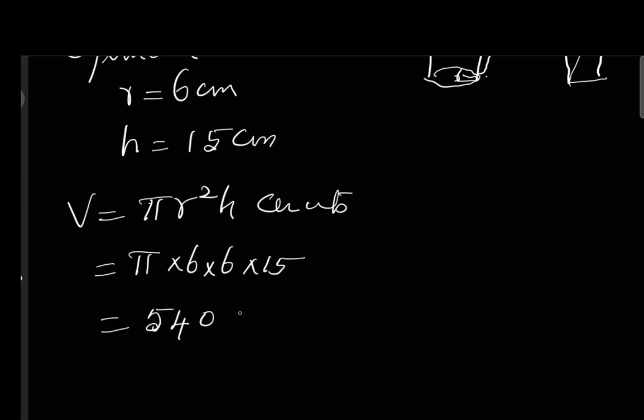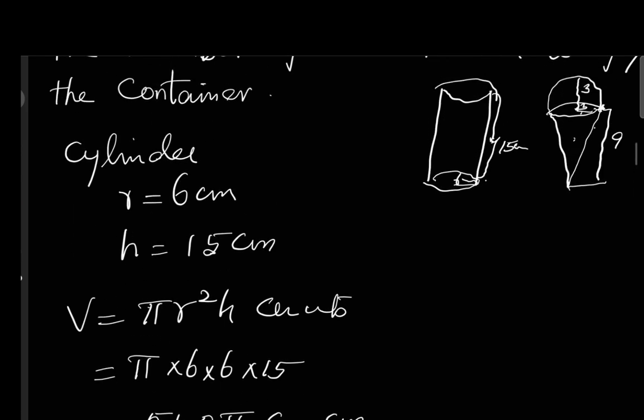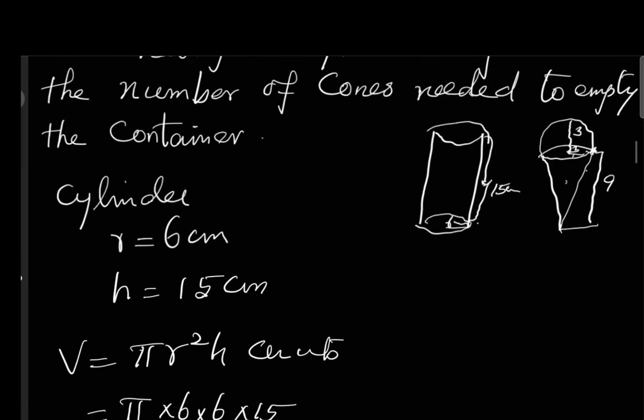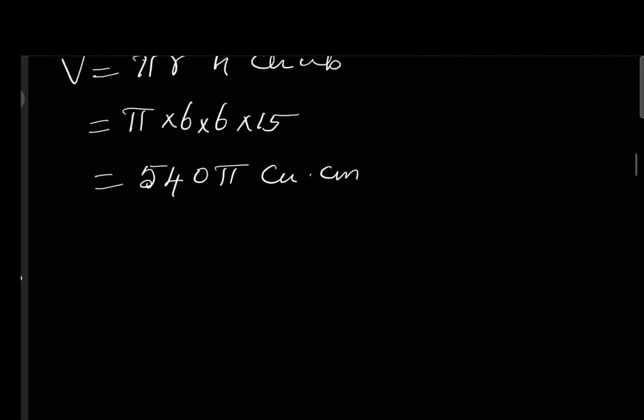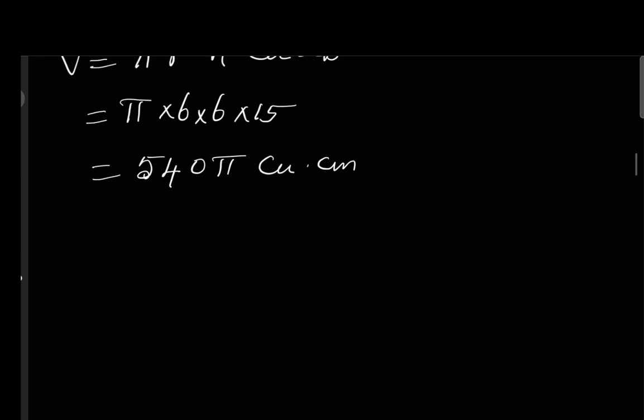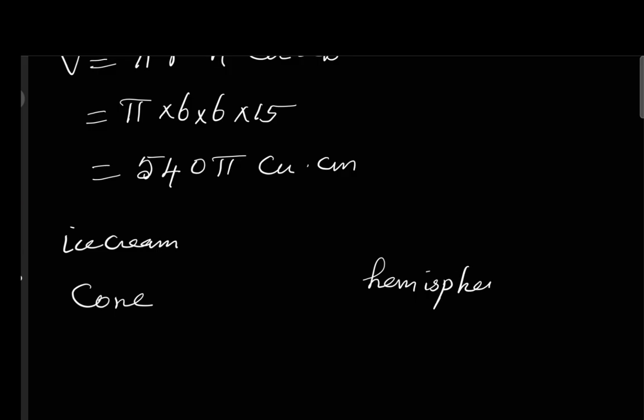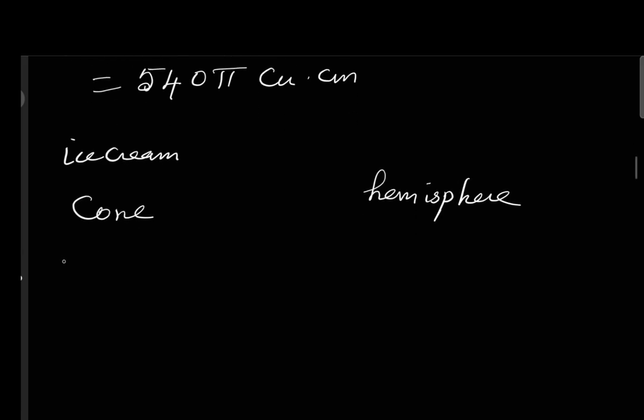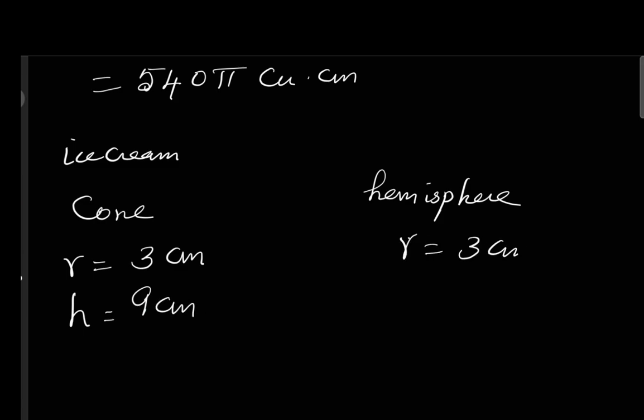540 pi cubic centimeter. Now come to the ice cream. Ice cream has two solid shapes. One is a cone and the other is a hemisphere. The cone radius is 3 cm and the height they have given us is 9 cm. The hemisphere has the same radius, r is 3 cm.